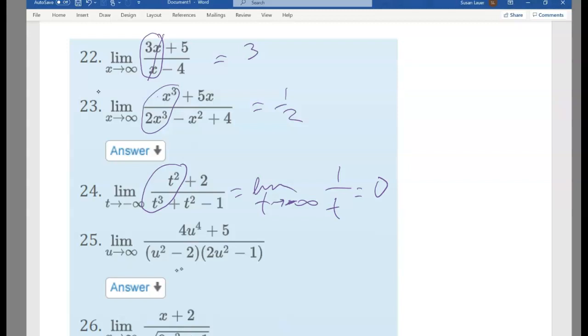On number 25, I just want the highest power, so I'm really not using any of the numbers here. So this is the same as writing 4u to the 4th over 2u to the 4th, which would give me 2. So you can put more work down if you need to, but you don't always need to put more work down to tell me what the answers are.